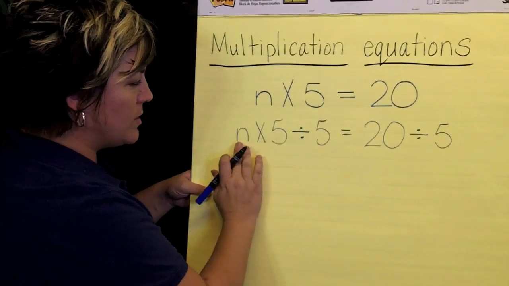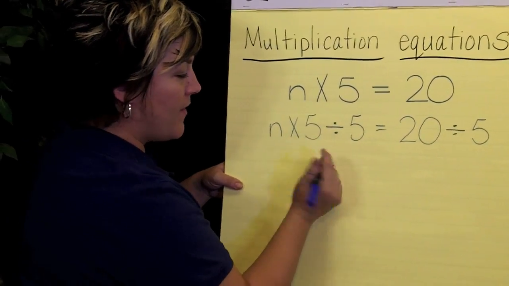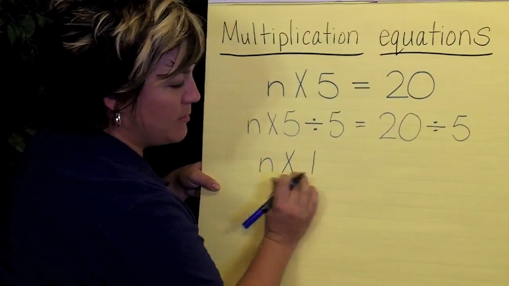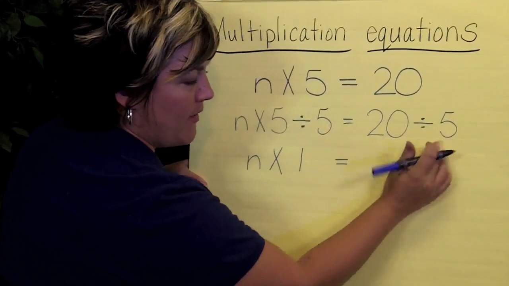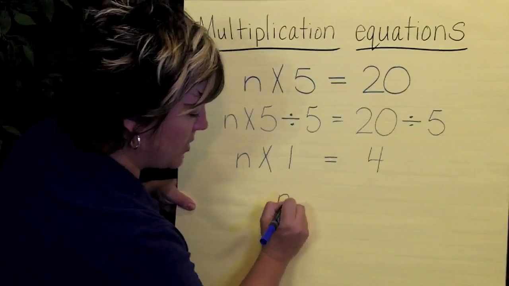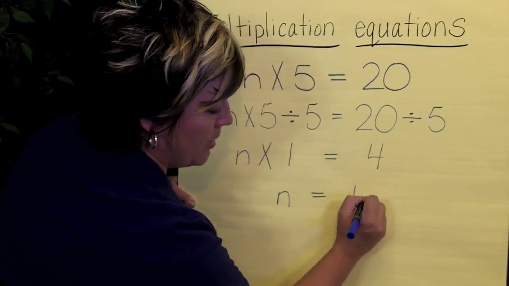So when we solve that, we'll say 5 divided by 5, well, that equals 1. So I have n times 1 on this side. 20 divided by 5 equals 4. And so I have n times 1, that's just going to simply be n equals 4.